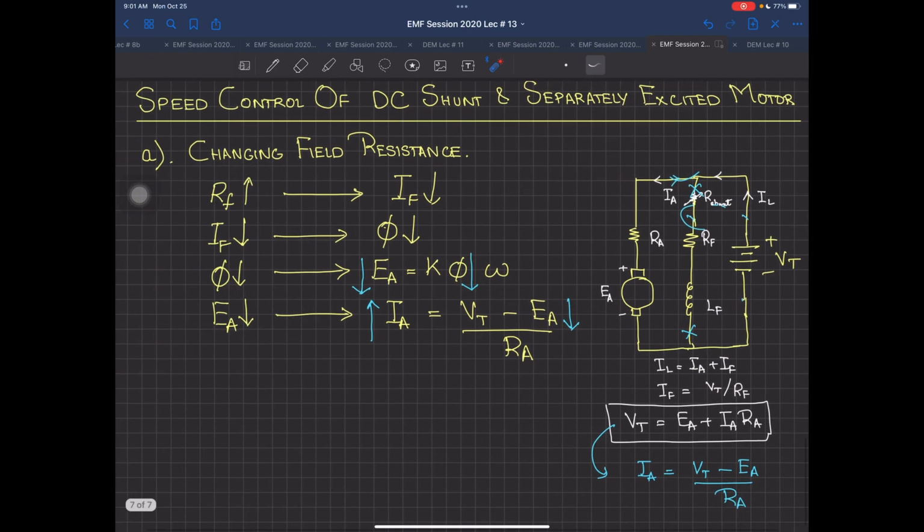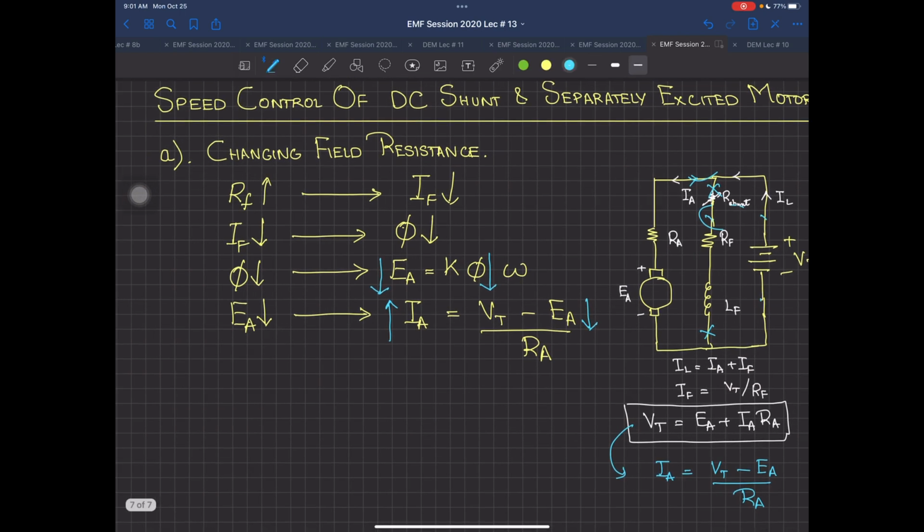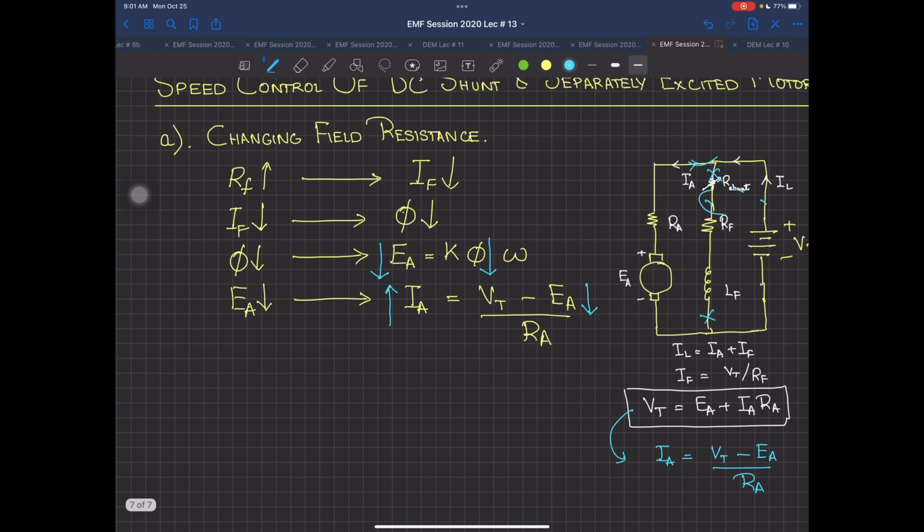Now the interesting thing arrives over there. If your IA has increased, then what has happened to your torque induced, which is dependent upon K phi IA? Now this is a very, very important thing happening. IA has increased, but at the very same time your flux has decreased. The flux has decreased because of the increase in RF, and IA has increased.